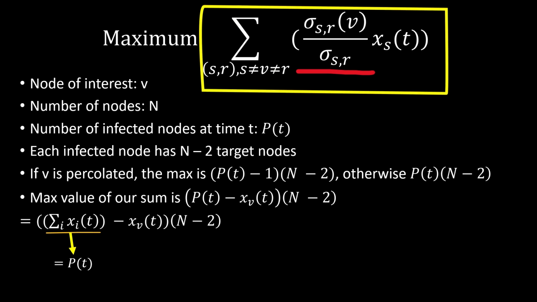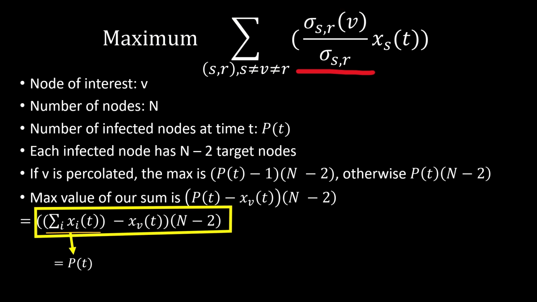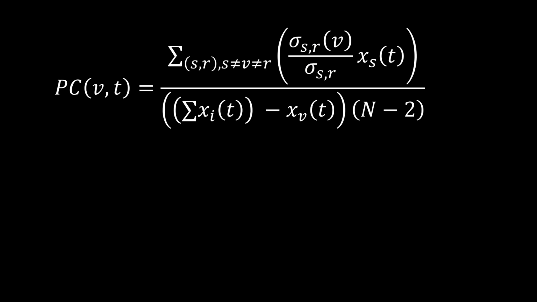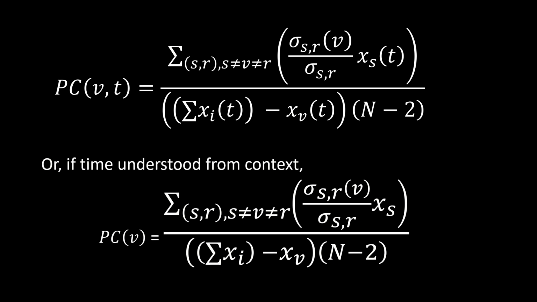We can now divide our original centrality measure by this number to get the percolation centrality most commonly seen, which we'll refer to as Pc of V t, standing for percolation centrality of node V at time t. We can also refer to it as Pc of V if it's understood from context what point in time we're considering for our network. We now have a nice metric of node importance in networks undergoing some kind of percolation process, which outputs a number between 0 and 1, where numbers close to 1 mean the node is important.